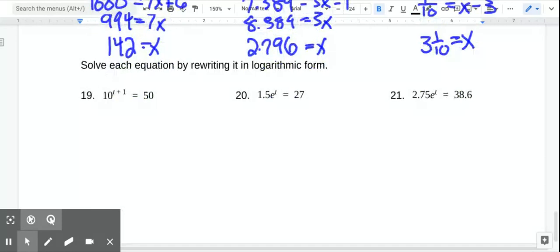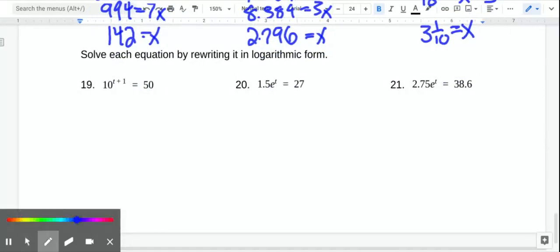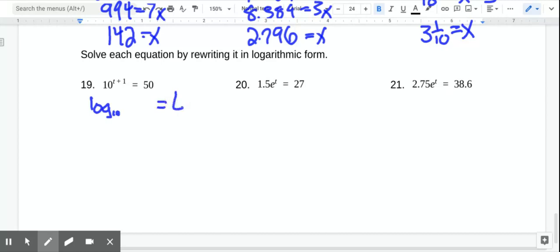Okay, so those were all ones where I had logarithms in the problem, and we solved them by writing them as exponents. We can do this the other way. For example, we have 10 to the t plus 1 equals 50. I need to get the t out of the exponent. So what we'll do is we'll write it as a logarithm. So this is log base 10, which we don't actually have to write. The exponent goes over here, and then 50.